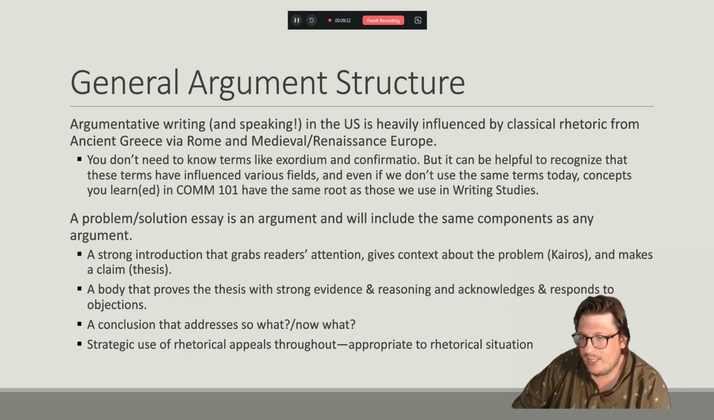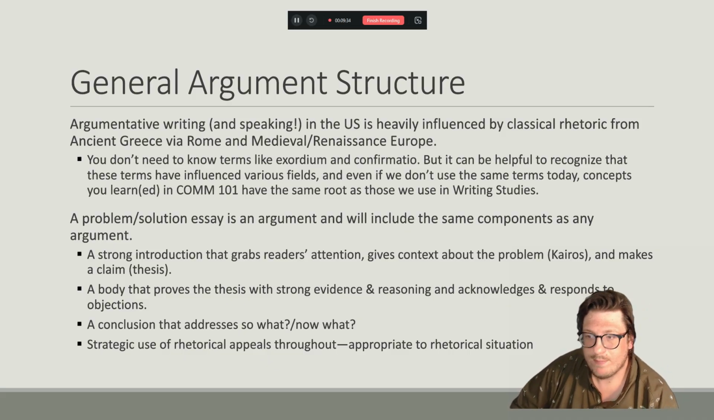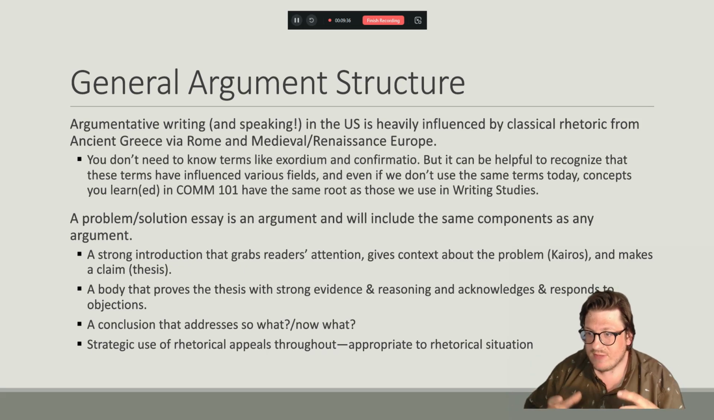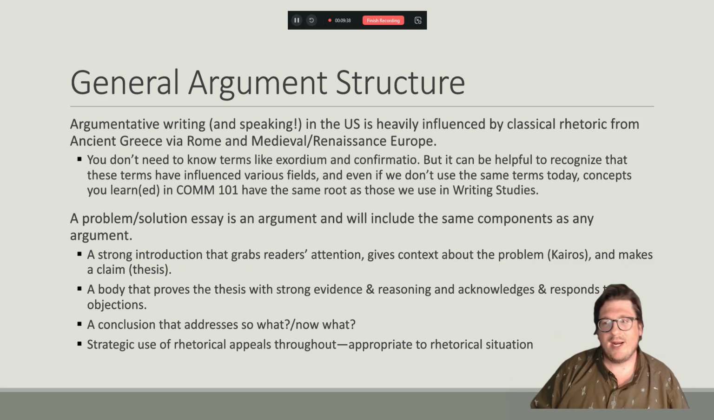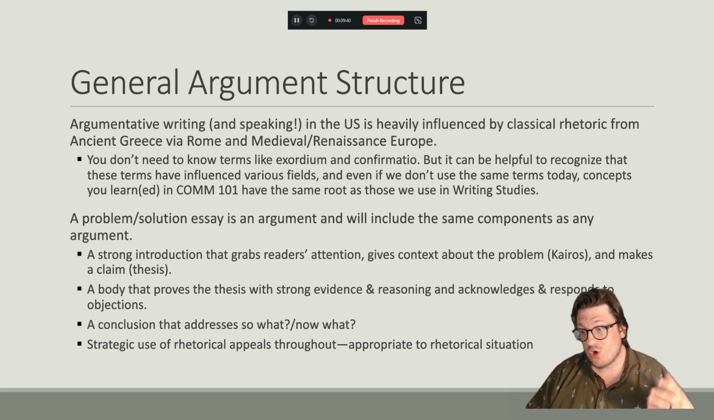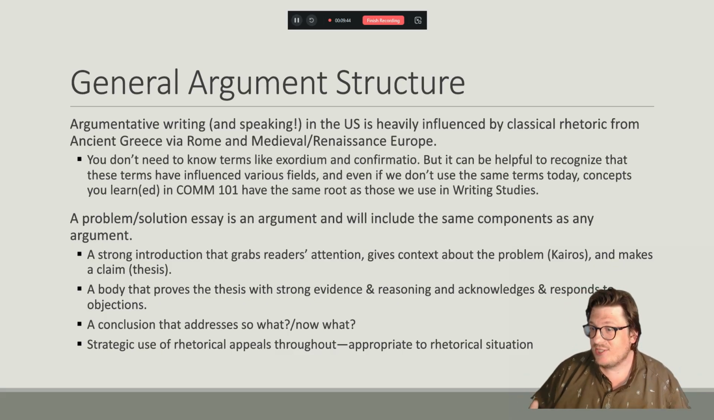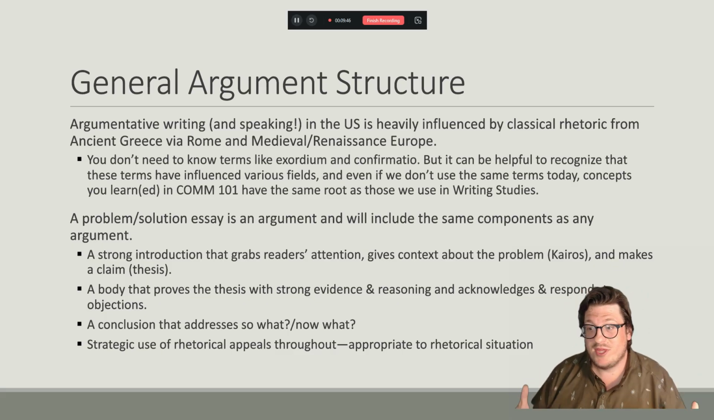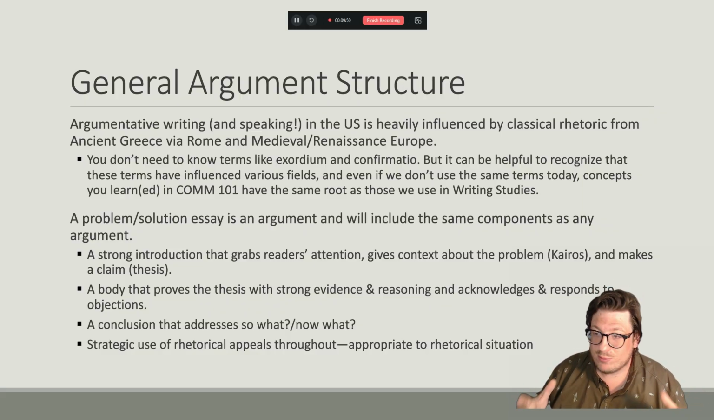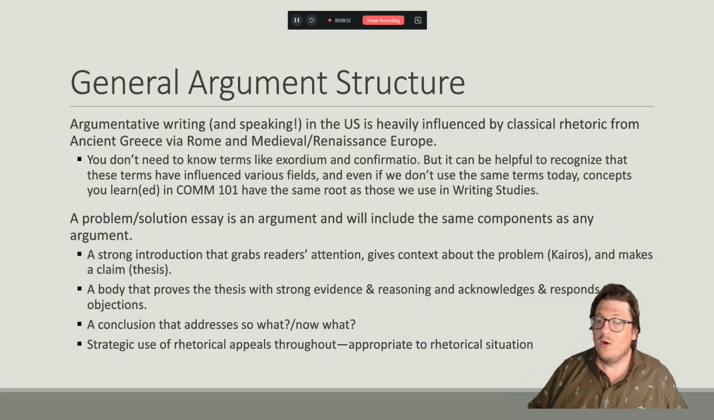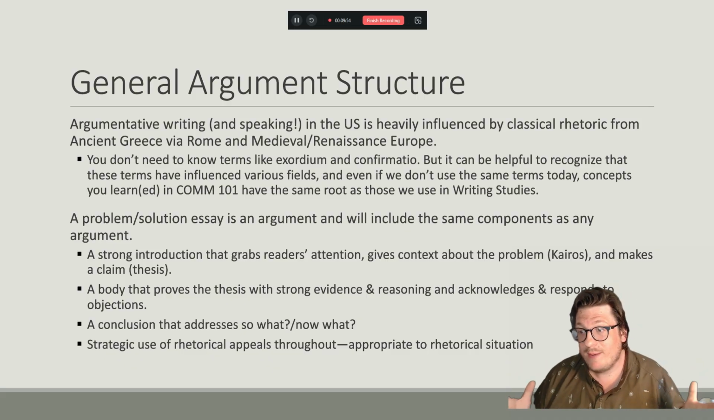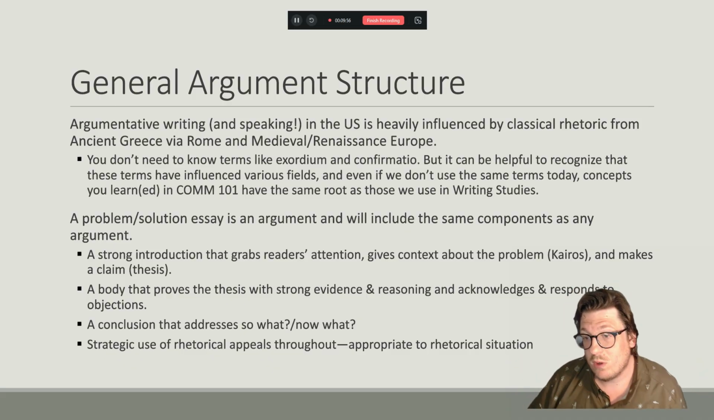Second, a body. That's the main part of the essay, right? Where the meat of the essay is. You need a body that proves the thesis with strong evidence and reasoning, which is where you're analyzing your sources, telling us what they mean, what we should take from those sources, why they prove what you're saying is right, or in this case, how do they prove that your solution is going to work?